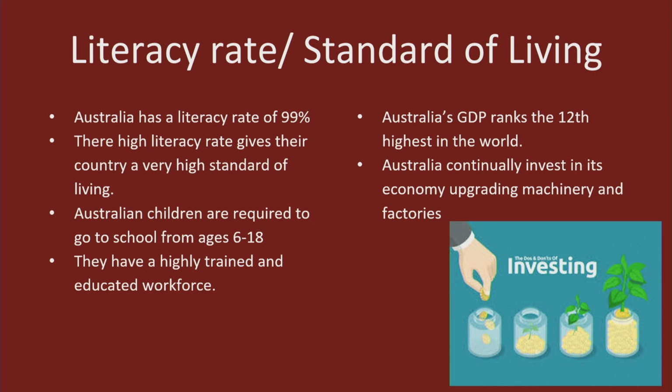Australia's GDP, their gross domestic product, ranks 12th highest in the world. That is very, very high. That's very, very good. And that's really due to that standard of living and the literacy rate. Australia also continually invests in its economy by upgrading those machineries and those factories to make it easier for those workers to get the job done more efficiently.